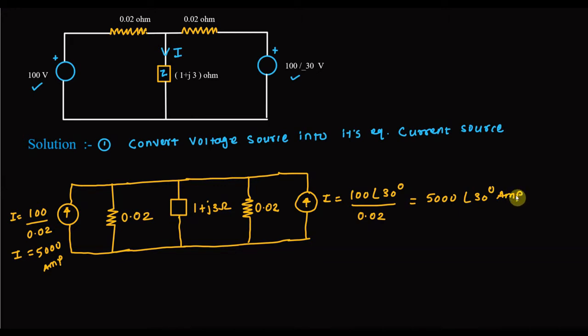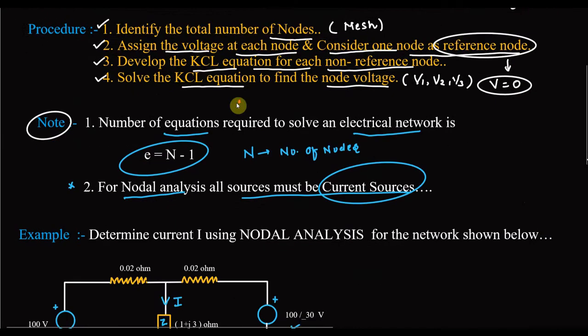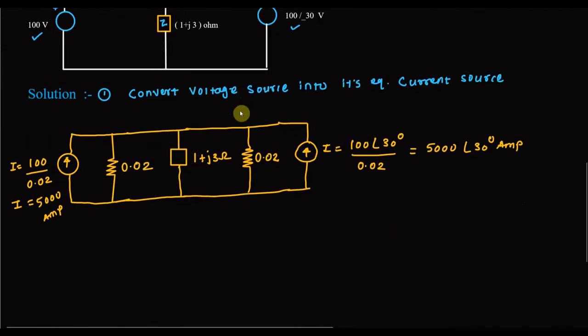Okay. So what we have done in the first step: if there is any voltage source, we have converted that voltage source into its equivalent current source. Now we will apply the first step. What is the first step in the mesh nodal analysis? Identify the total number of nodes. Okay, so here you should be able to identify the nodes.